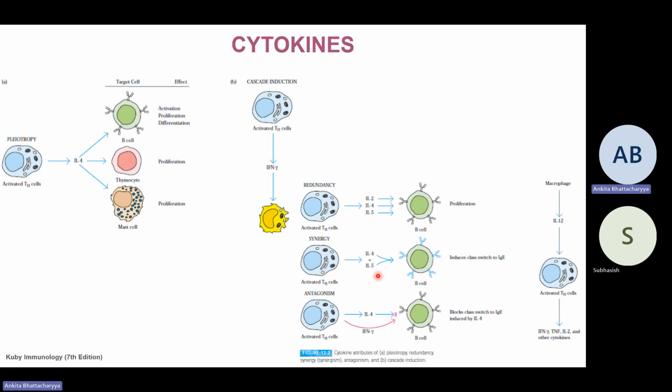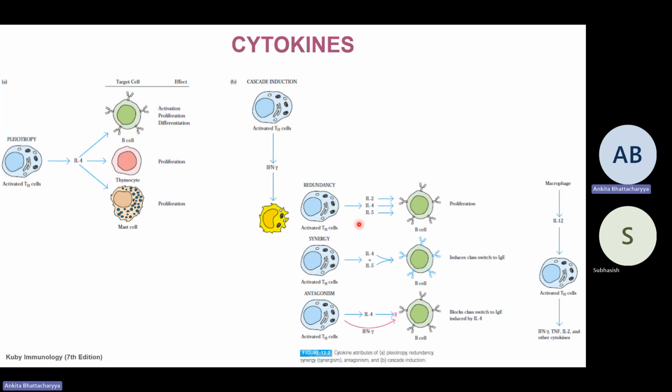An example of that would be IL-4 and IL-5, which are being secreted by activated T helper cells. Again, they are acting upon the B cell itself. And when both of them are able to bind to a particular B cell, that synergistically induces the class switch to the IgE isotype of antibodies.